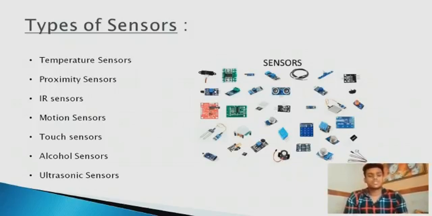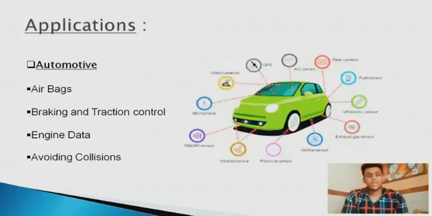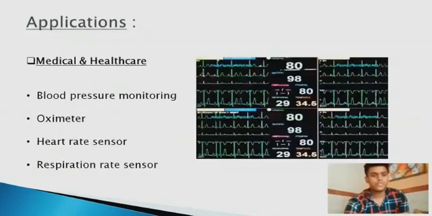Types of sensors: temperature sensors, proximity sensors, IR sensors, motion sensors, touch sensors, alcohol sensors, ultrasonic sensors. Now we will discuss applications of sensors. Automobile: airbags, braking and traction control, engine data, avoiding collisions. Applications, medical and healthcare: blood pressure monitoring, oximeter, heart rate sensor, respiration rate sensor.